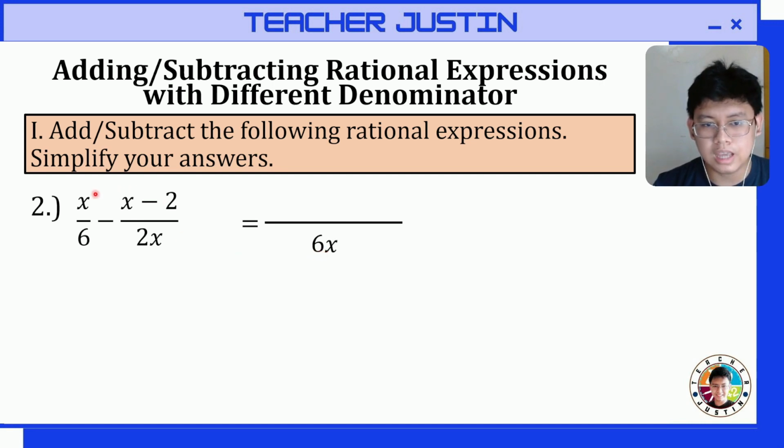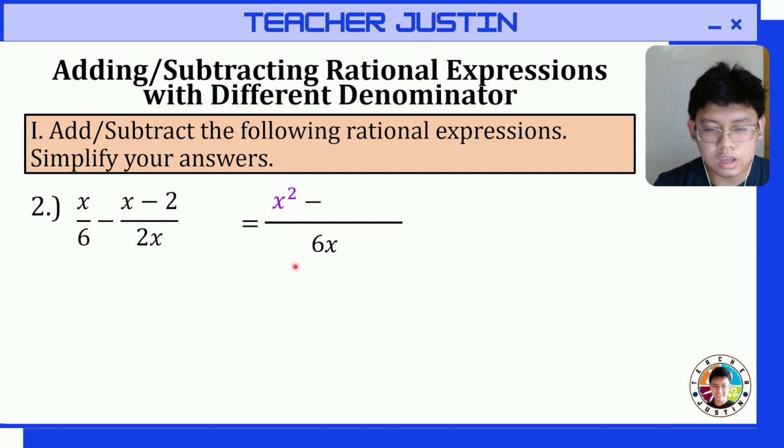Then, let's get our new numerator. So, ang gagawin lang natin, divide natin si 6x by 6. That will give us x. Tapos, multiply natin yon sa ating numerator. So, x times x will be x squared. Then, let's copy the operation subtraction.